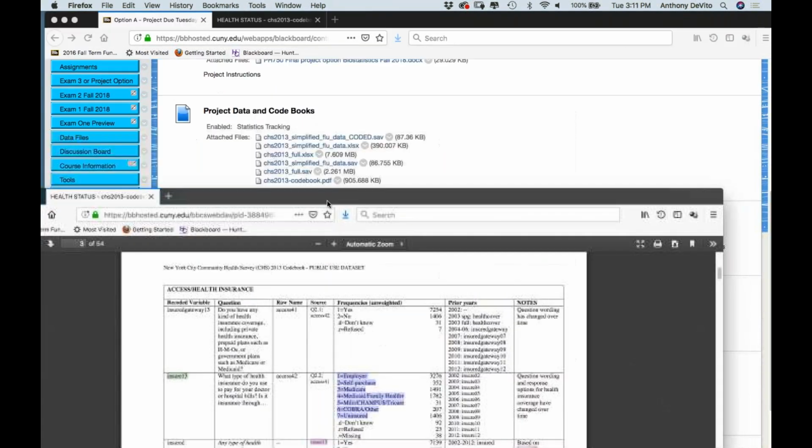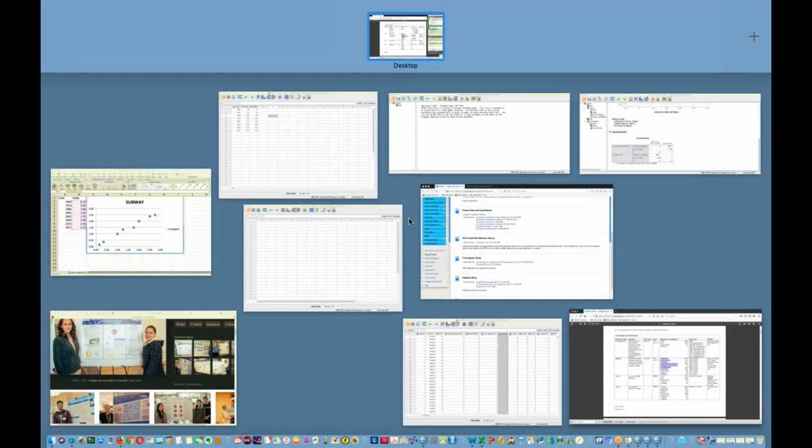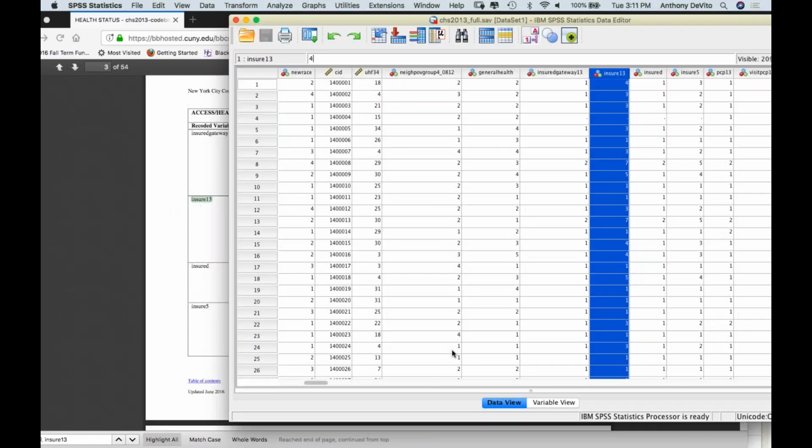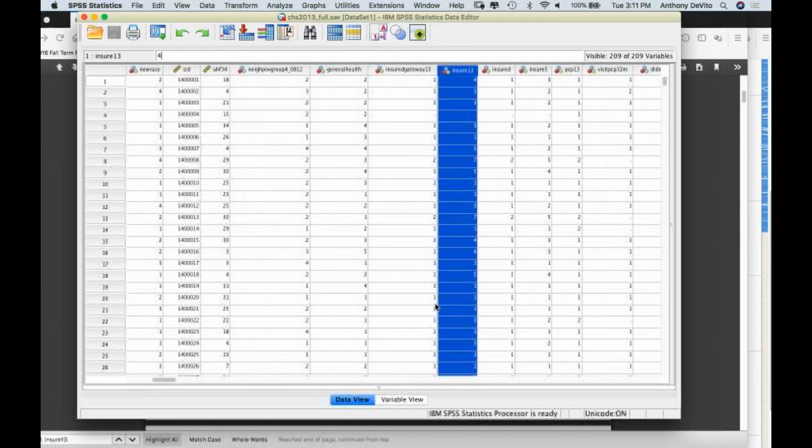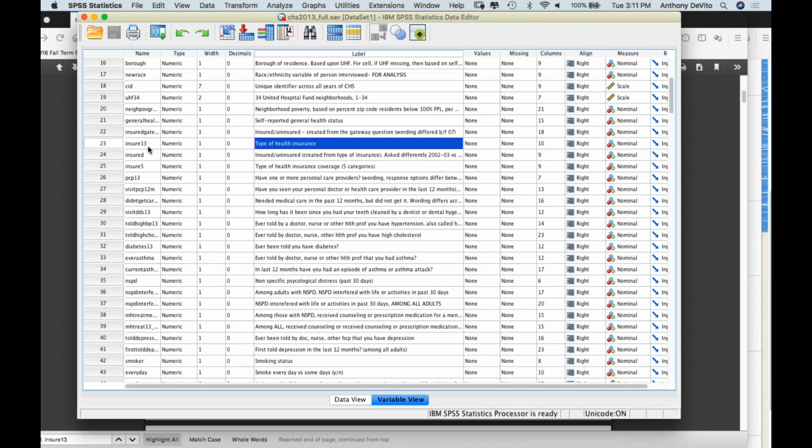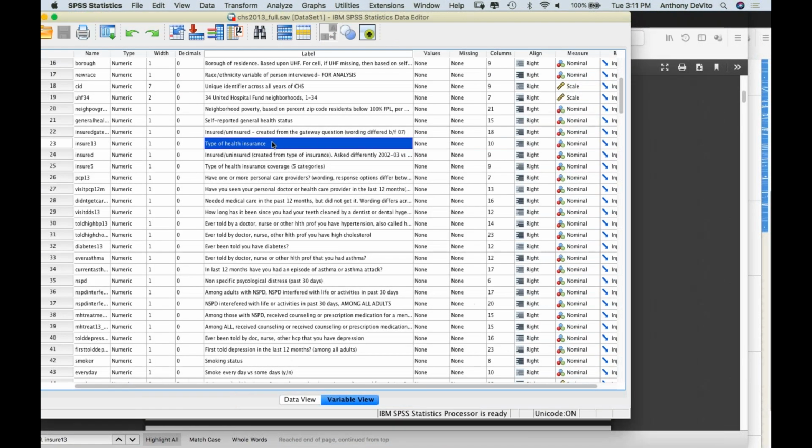How do you get that information into SPSS? Well, you go into SPSS, you note that that's how that variable is structured. You go into the variables view, you go to insure 13. There's your question, type of health insurance. You could rephrase that, right? You could leave that type of health insurance, or you could rephrase it just into health insurance. Remember, these labels are going to wind up on your tables. And then you go into values.